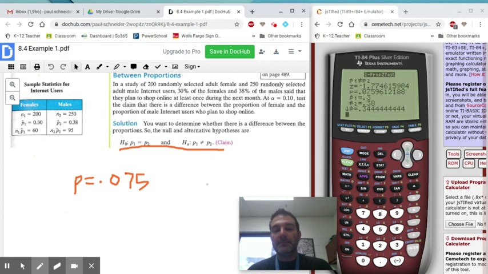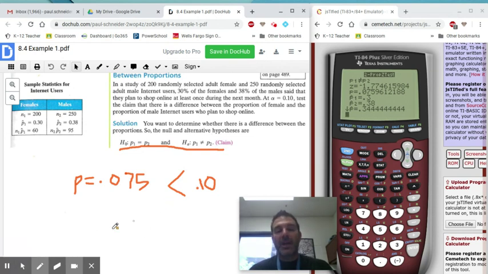So we have that bad boy. What we need to do is take that and put it into the decision rules. Our level of significance is 0.10. So what happens here is we get this bad boy.